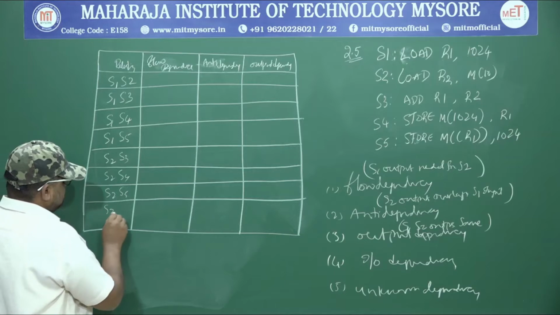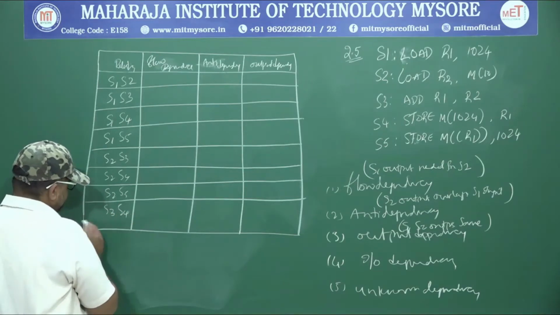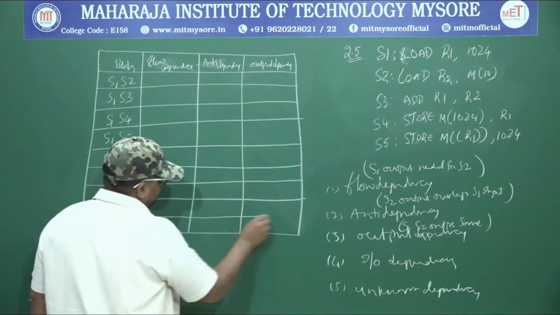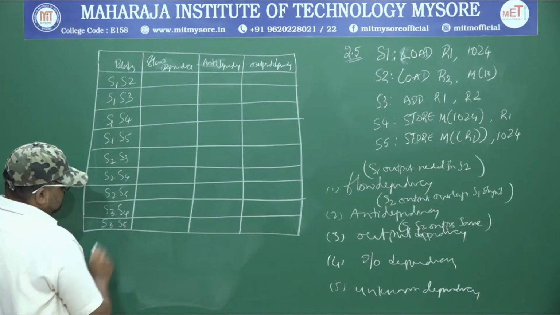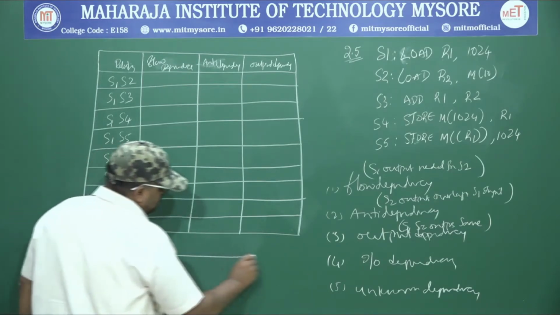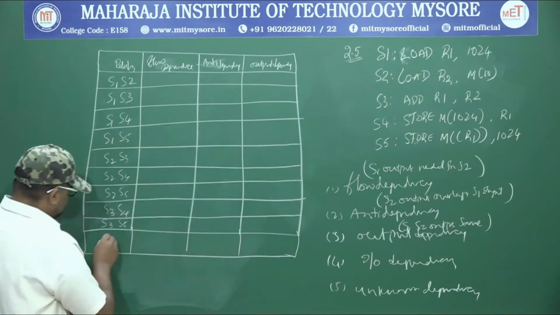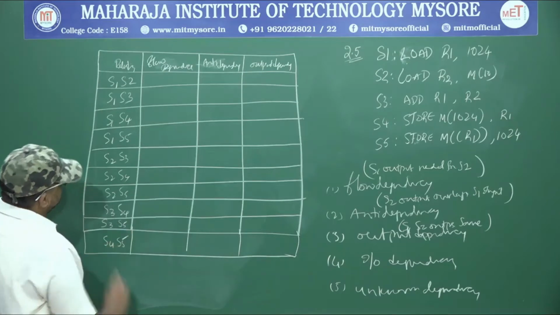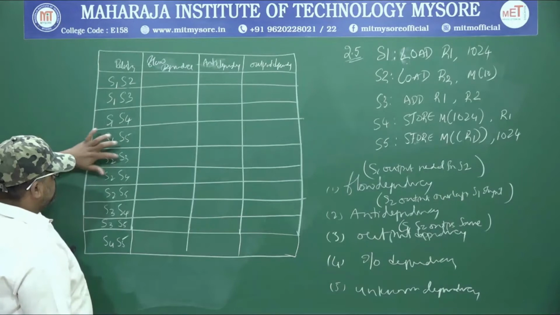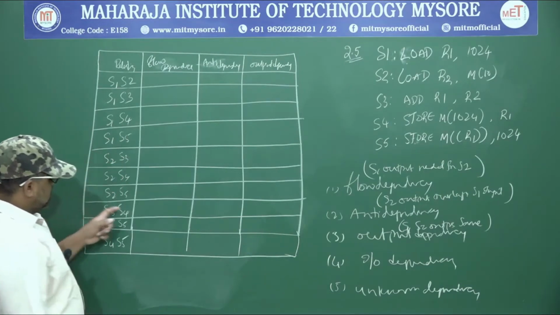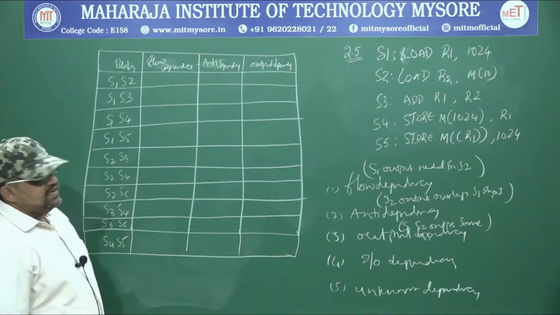Right, then S3, S4, again S3, S5. Then one more row needs to be added, so then it is going to be S4, S5. So 1 2, 1 3, 1 4, 1 5, 2 3, 2 4, 2 5, 3 4, 3 5, 4 5, right? So these are the relations.